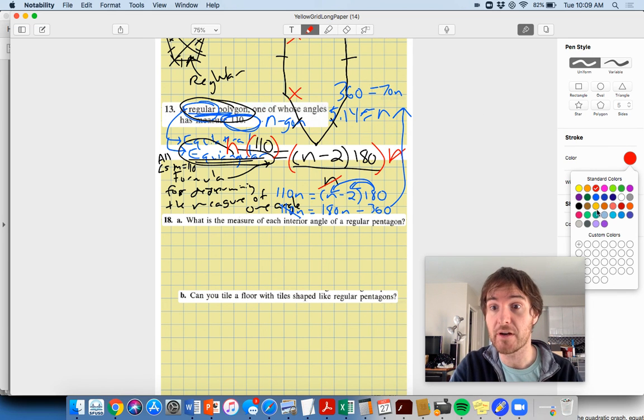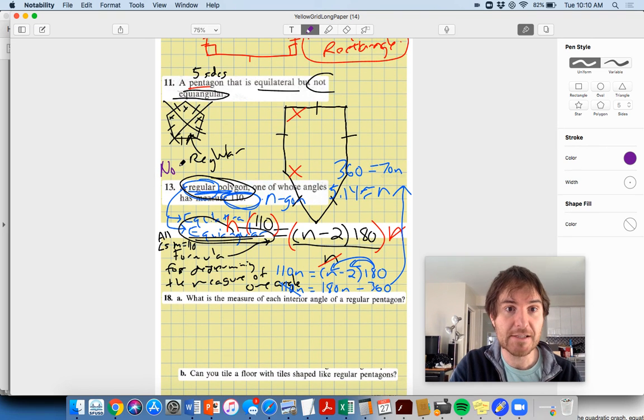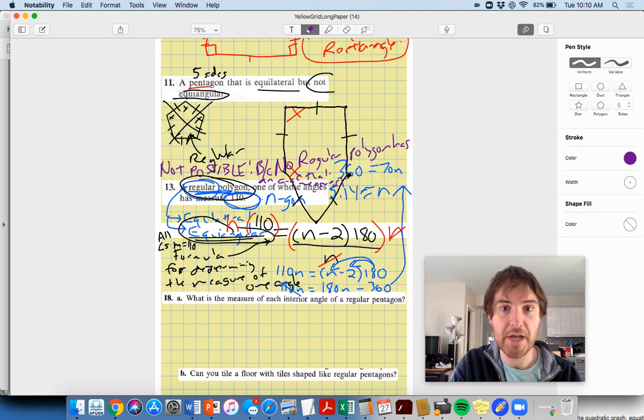So my answer here, and I'm getting super messy with it. Let's do it in purple here. What am I supposed to write? I'm supposed to write not possible, okay? Not possible. All right, there's my answer. Not possible because no regular polygon has an angle that measures 110.